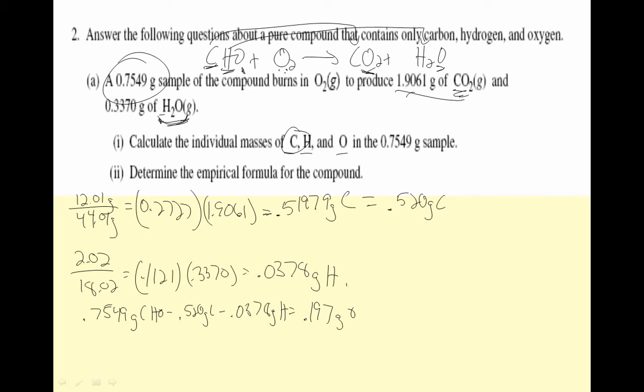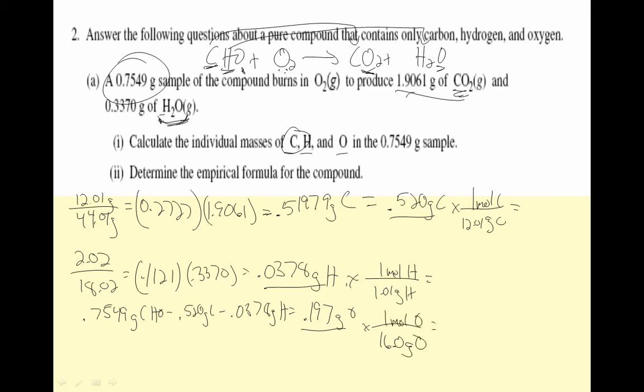Determine the empirical formula of the compound. Well, I've got my grams of each one of these. So what I'm going to do when I do empirical formulas is change them each into moles. Grams carbon, 1 mole carbon, carbon is 12.01. And then grams of hydrogen, 1 mole hydrogen, 1.01. And 16.0 grams of oxygen, 1 mole of oxygen.